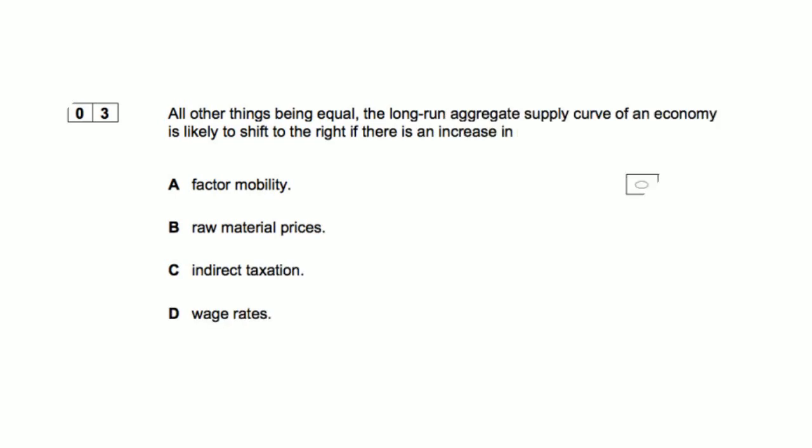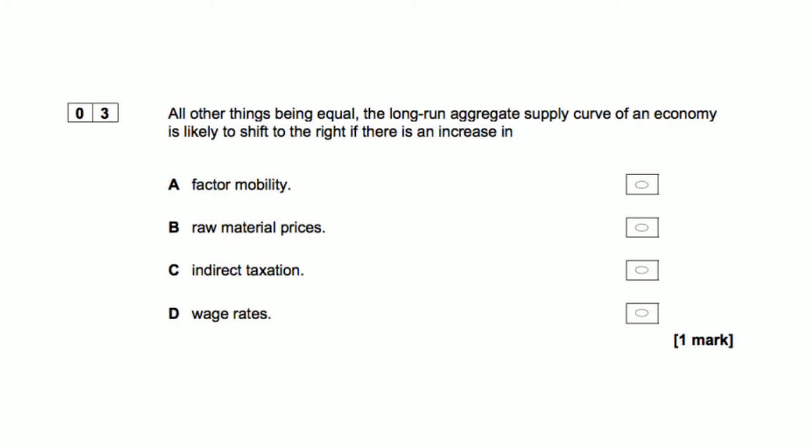So let's move on to question 3. All other things being equal, the long-run aggregate supply curve of an economy is likely to shift to the right if there is an increase in ... A shift to the right of the long-run aggregate supply curve shows that the productive potential of the economy has increased. So we're looking for an increase in any of these factors which cause the long-run aggregate supply curve and the productive potential of the economy to increase.